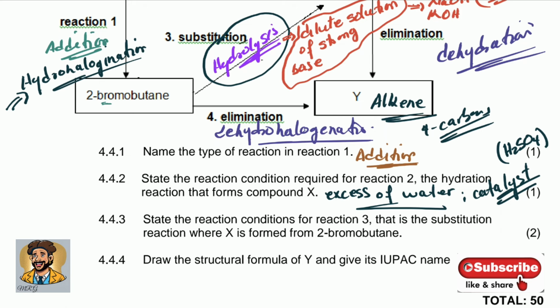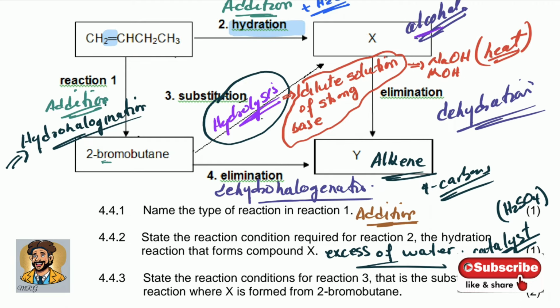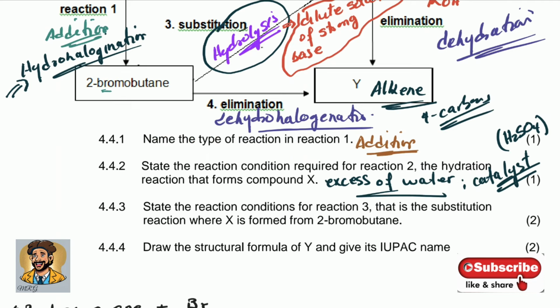Now for reaction 4: draw the structural formula of compound Y and give its IUPAC name. This one seems easy, but it's not. It seems simple because you say, we start with this one, we end with that one. Not necessarily. We have to look and analyze. We have 2-bromobutane and we go to an alkene. So let's start from that reaction. Reaction 4 will help us to get the answer for compound Y.